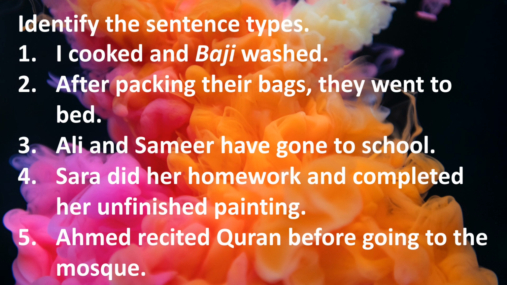Let's go over number 3 and 4 again. Ali and Samir: two subjects joined by the conjunction and. Ali and Samir, compound subjects, have gone to school. The sentence is a simple sentence. Sarah did her homework and completed her unfinished painting. She did 2 tasks, right? So the predicate is a compound predicate, but the sentence is a simple sentence.